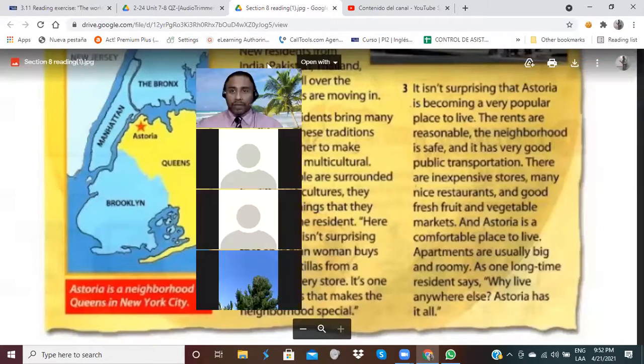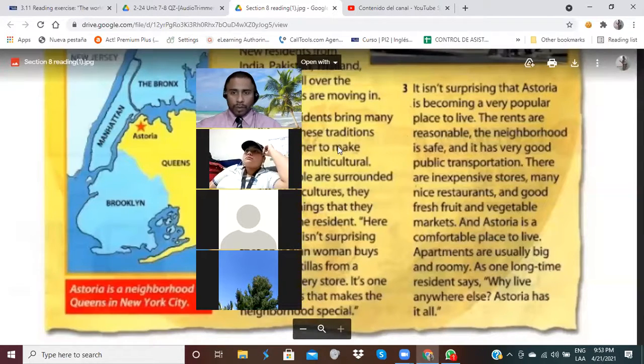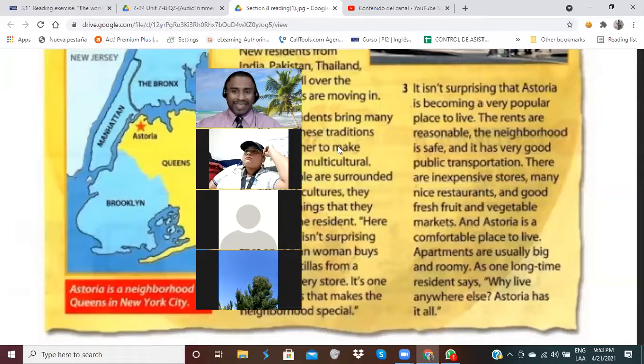It isn't surprising that Astoria is becoming a very popular place to live. The rents are reasonable, the neighborhood is safe, and it has very good public transportation. There are inexpensive stores, many nice restaurants, and good fresh fruit and vegetable markets. And Astoria is a comfortable place to live. Apartments are usually big and roomy. As one longtime resident says, why live anywhere else? Astoria has it all.